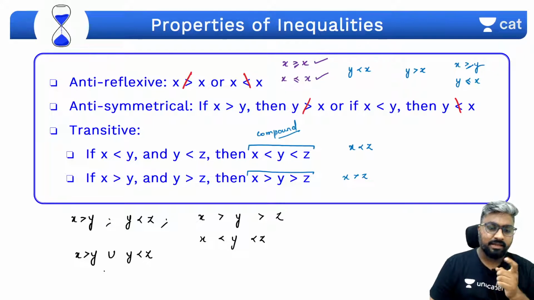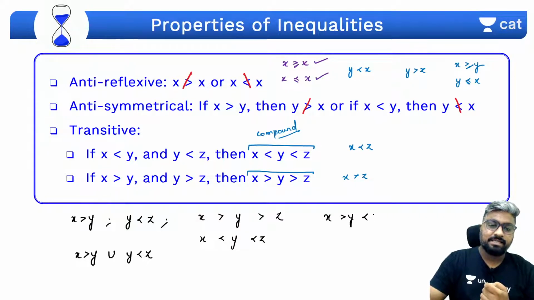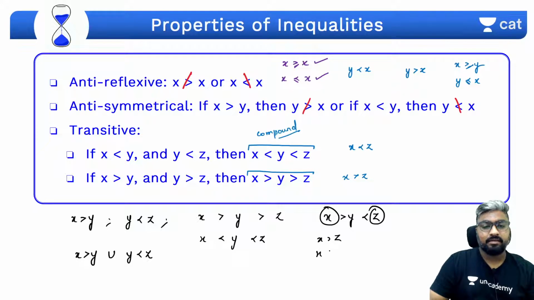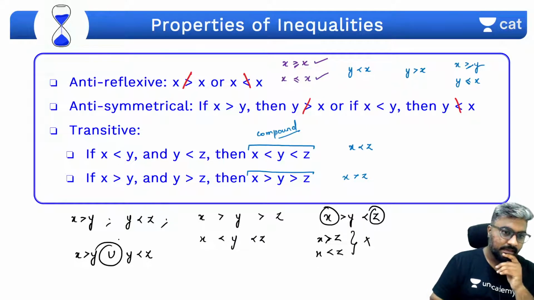Ishita, the problem with x greater than y less than z is you will end up confusing yourselves. If I say x greater than y less than z, then what will happen? The relationship between x and z becomes ambiguous. Here, is x greater than z or x less than z? What will be true? Anything can be true, right? So we have to be careful about these kinds of situations. That is where we use the term union.